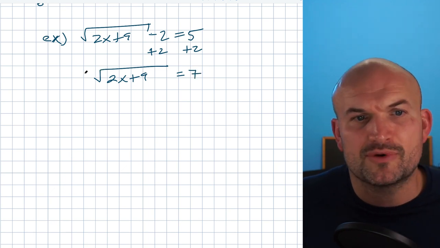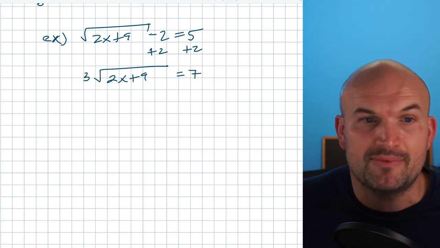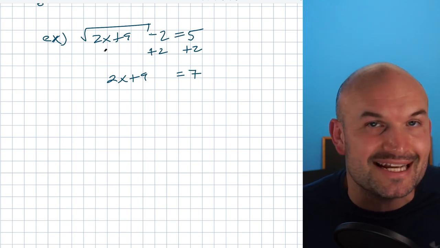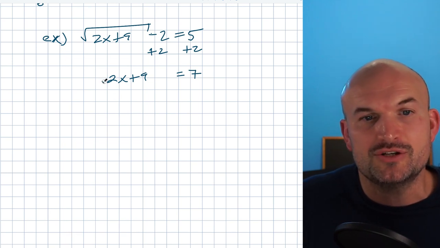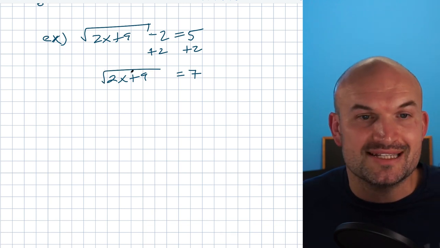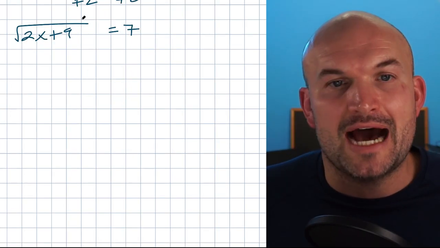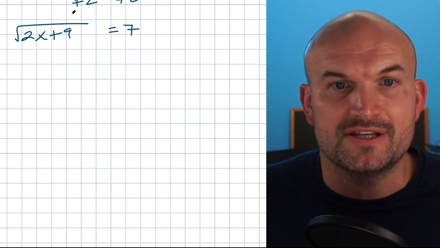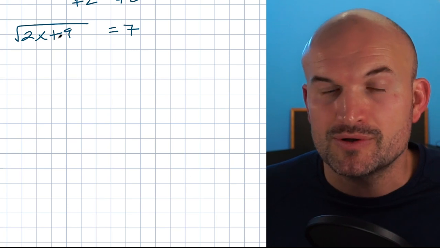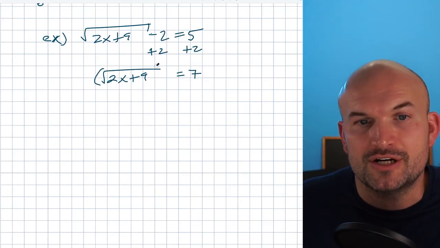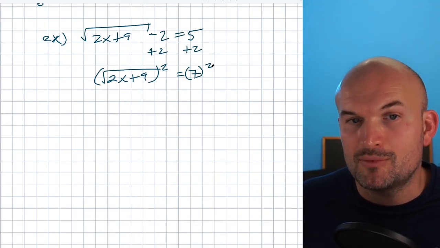Now, if I did have like a 3 over here, I would divide by 3 on both sides, right? But I don't have a 3, so I'm not going to do that. But in case you did have something multiplied, that'd be another thing you are going to want to do. You want to isolate this radical, because now we have to say, if the opposite of subtracting is addition, and the opposite of multiplication is division, what is the opposite of taking the square root? Well, the inverse operation here is squaring. So we're just going to square both sides.